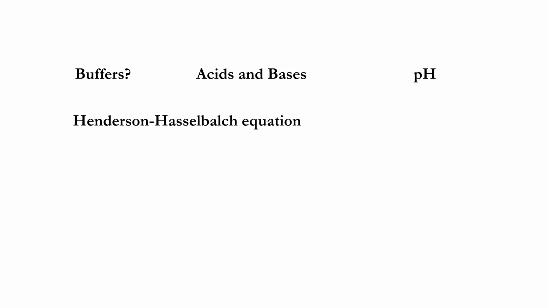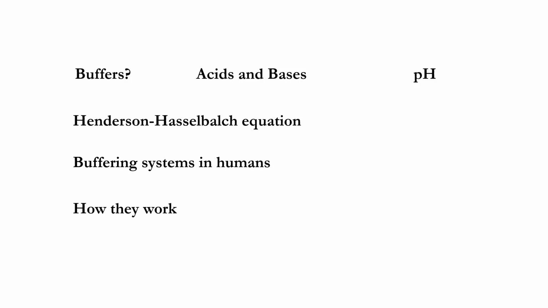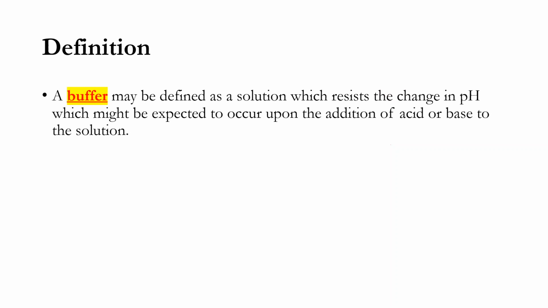So in this session we will discuss buffers, what acids and bases are, what pH is and how to measure it, especially the Henderson-Hasselbalch equation, what the different buffering systems in our body are and how exactly the buffer system works, and what alkalosis and acidosis are, because the most important thing is the clinical significance of knowing buffers and pH in our body, that is alkalosis and acidosis.